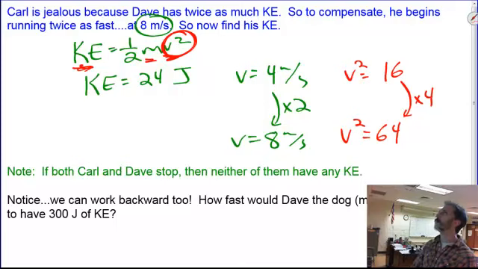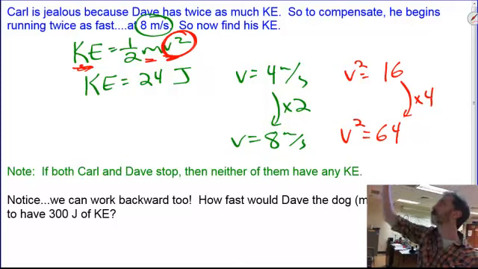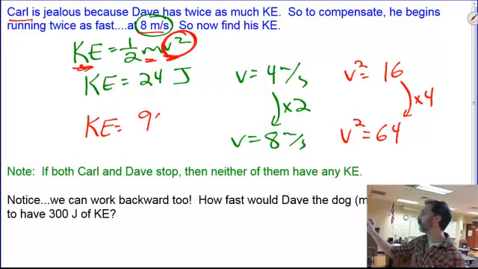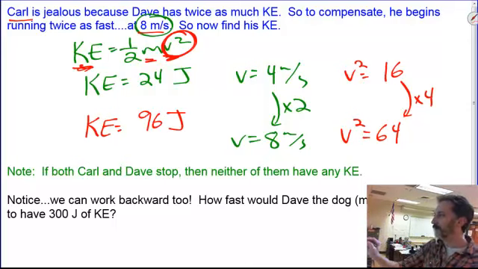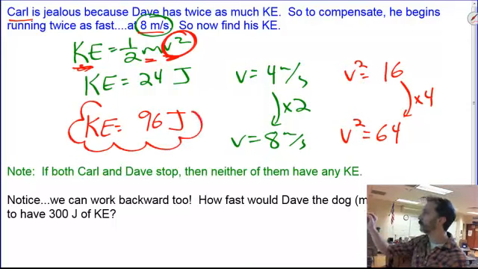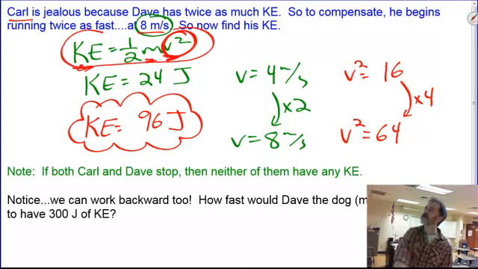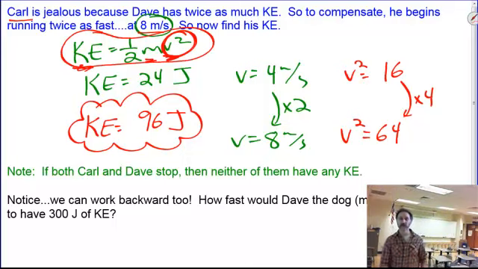So anyway, moral of the story then is if Carl is going at 8 meters a second, his kinetic energy is now going to be 4 times as big, so you get 96 joules. All right? If you didn't completely follow that, it might not be a bad idea for you to pause the video right now and use the kinetic energy equation and find Carl's kinetic energy at 4 meters a second, find his kinetic energy at 8 meters a second, and convince yourself that doubling the velocity makes the kinetic energy 4 times as big. Multiplying the velocity by 10 will make the kinetic energy 100 times as big.